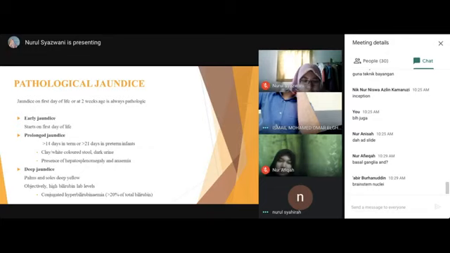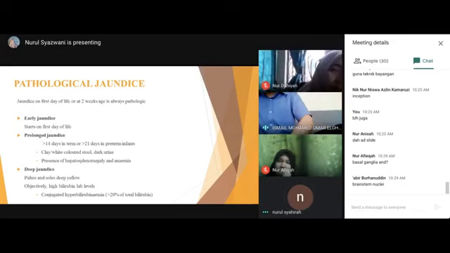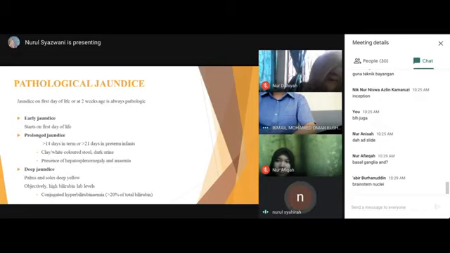Usually the baby will present with clay or white colored stool. Why clay or white colored stool? Can you tell us why? Hepatosplenomegaly may be present as well as anemia. The third one is deep jaundice, and usually the bilirubin level will be high. Hyperbilirubinemia.